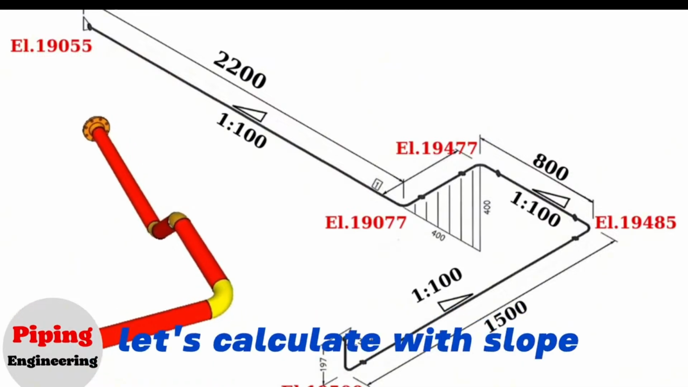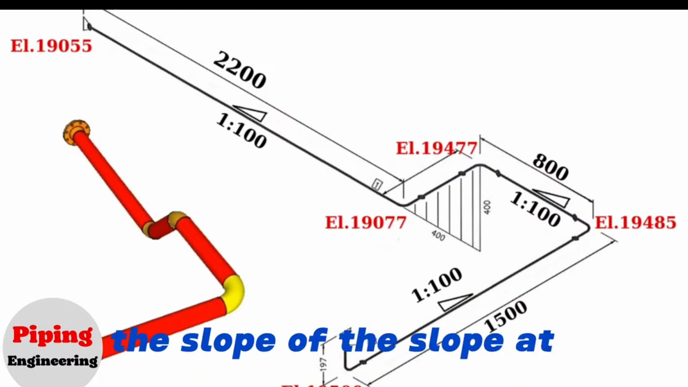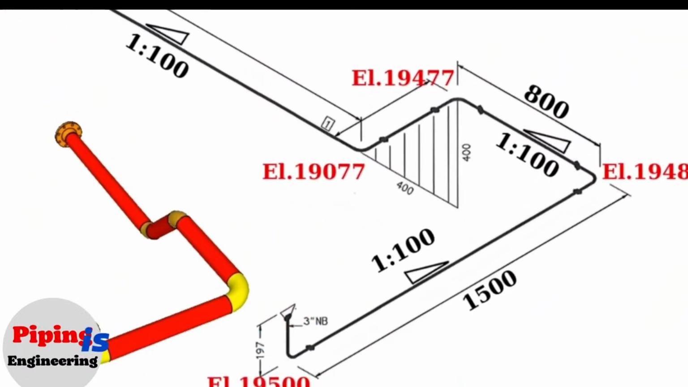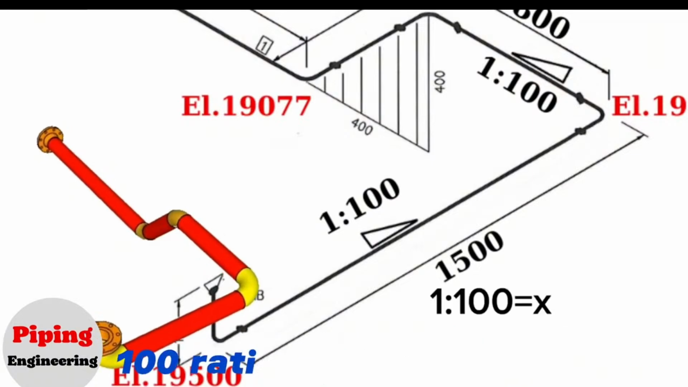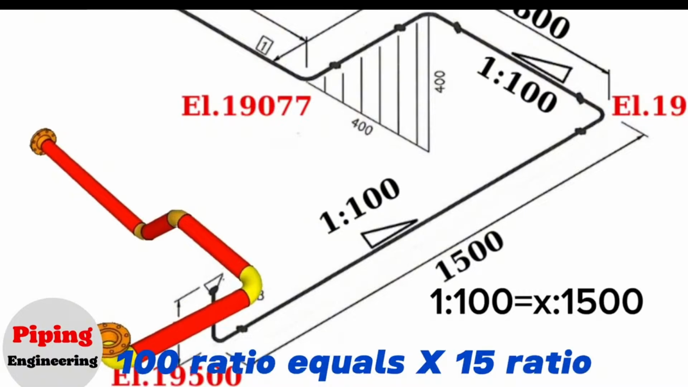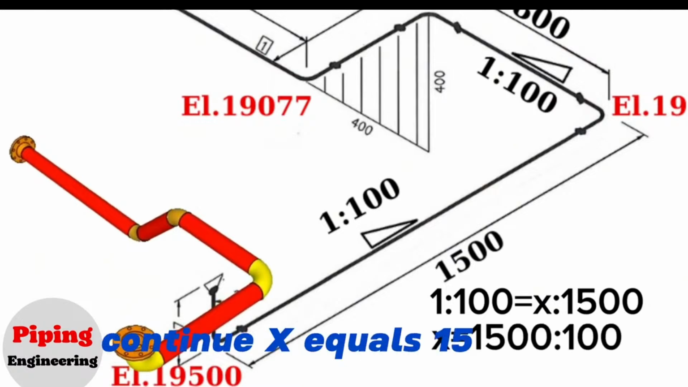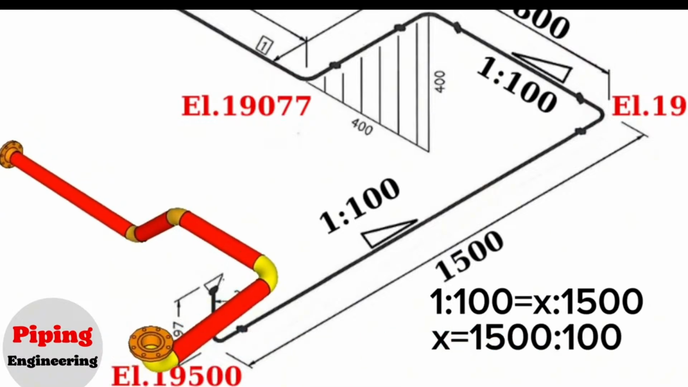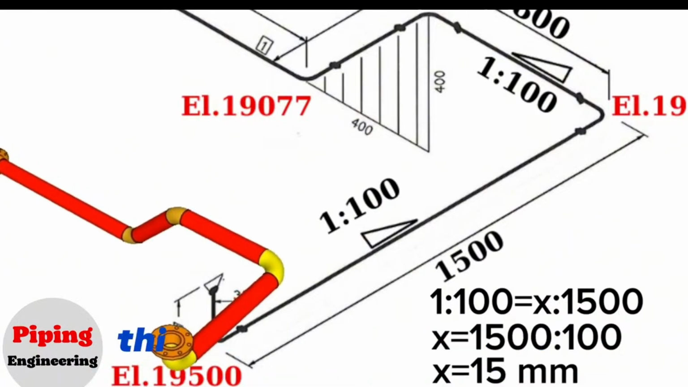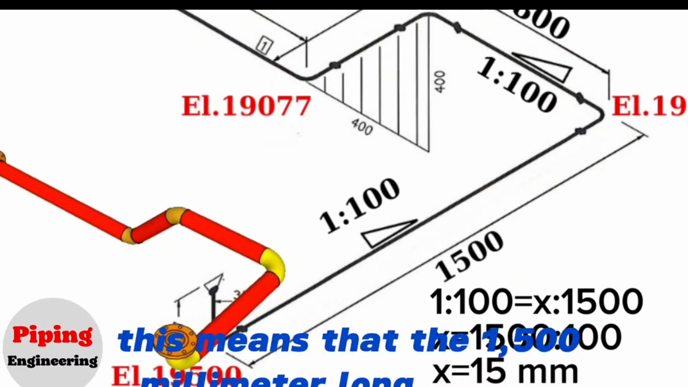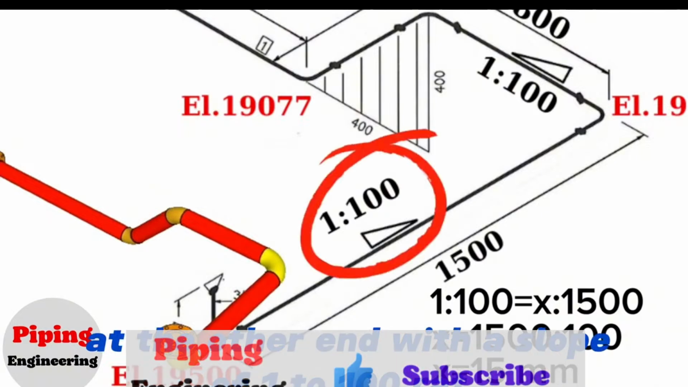Let's calculate with the slope ratio in this example. In this pipe isometric drawing, the slope at a horizontal distance of 1500 is expressed as a ratio of 1 to 100. 1 to 100 ratio equals x to 1500. Continue: x equals 1500 divided by 100. Continuing the calculation, we find x equals 15 millimeters. This means that the 1500 millimeter long pipeline falls 15 millimeters down at the other end with a slope of 1 to 100 ratio.